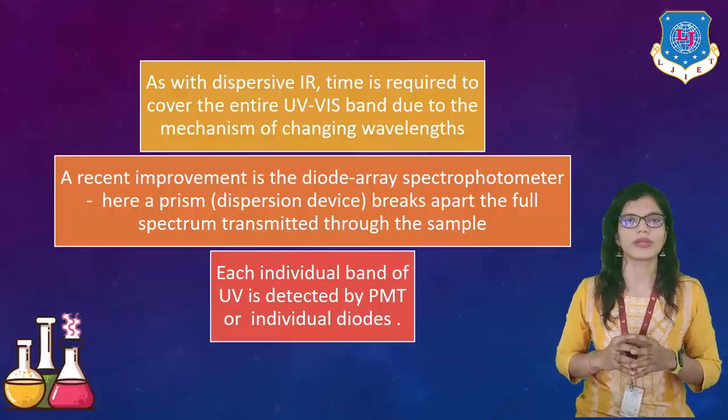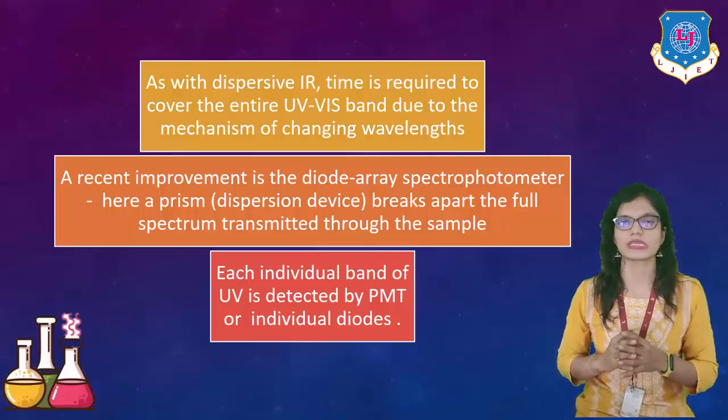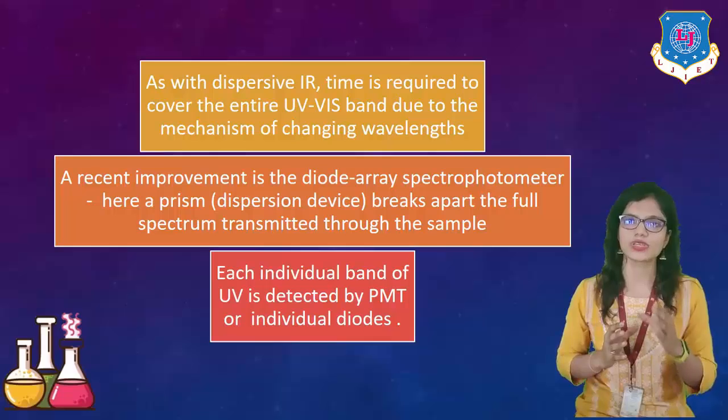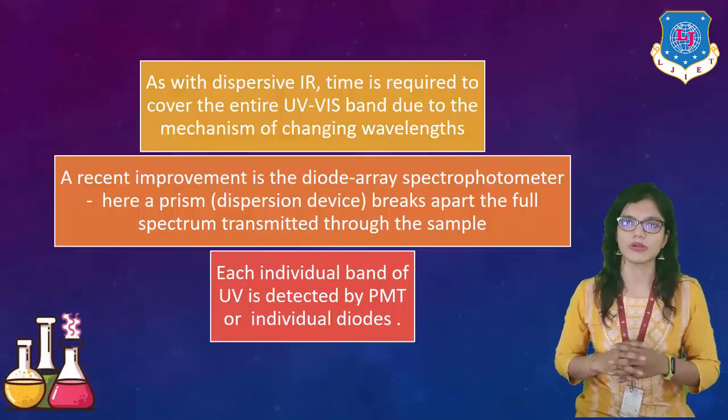A recent improvement can be seen using the diode array spectrophotometer. Here a prism, generally a dispersion device, breaks apart the full spectrum which is transmitted through the sample. We can have two different types of dispersion devices: one is a grating, the second one is the prism. The prism gives us a very good result, which is used in diode array spectrophotometers, but generally a grating will not give us such great results, right? So nowadays in advanced instrumentation, we use only a prism as the dispersion device.